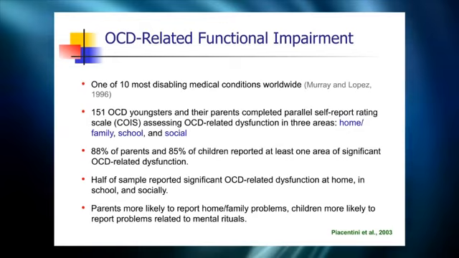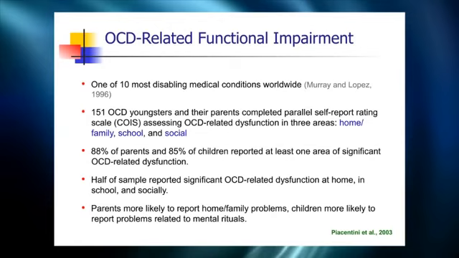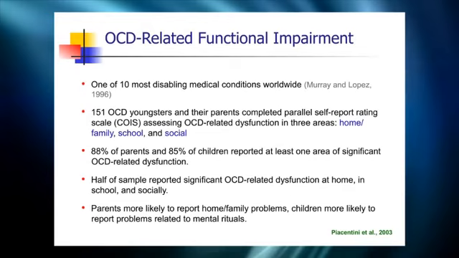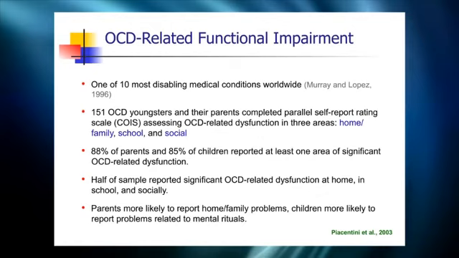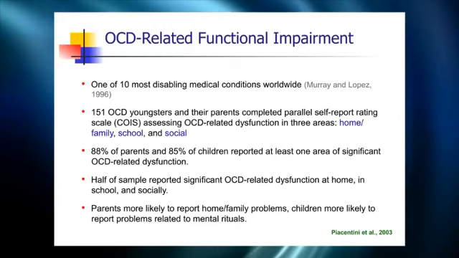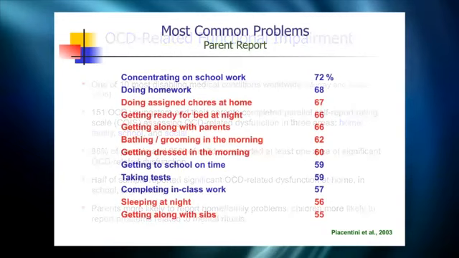I think the thing that was the most interesting to us is that this measure, as initially conceived, assessed impairment in three functional domains: home and family functioning, school functioning, and social functioning. We found that half of the kids we assessed reported significant dysfunction across all three of these domains. So typically, OCD does lead to problematic functioning across multiple, if not all, aspects of the child's life.